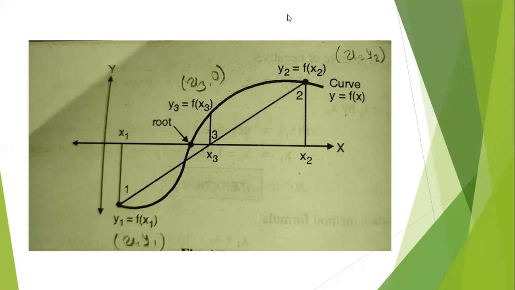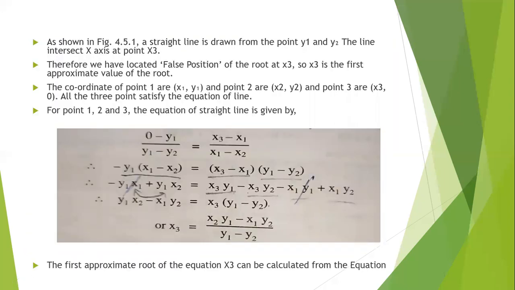In the next iteration, we select the two guesses again with the help of the condition check, f(x1) into f(x2) is less than 0. In this case, f(x1) is negative and f(x3) is positive, so f(x1) into f(x3) is less than 0. f(x2) and f(x3) are both positive, which means the product of both is greater than 0. That's why we select the guesses for the next iteration, that is x1 and x3. Then by using these two points, we check the next iteration.